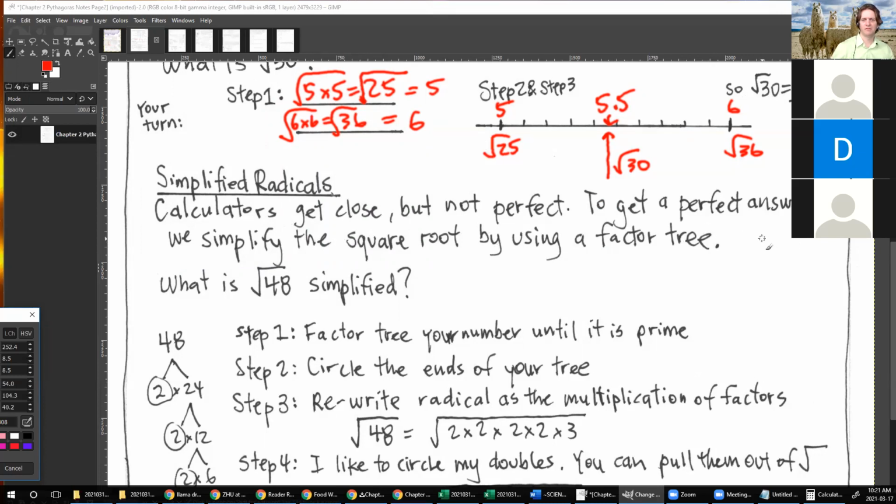This is like if you have the number, well, let's say 20. What two numbers multiply to make 20? Well, what about 2 times 10? And this one, what two numbers multiply to make 10? It's 2 times 5. And so we know 2 times 2 times 5 is 20. And these are all the prime numbers. So that's what a factor tree looks like.